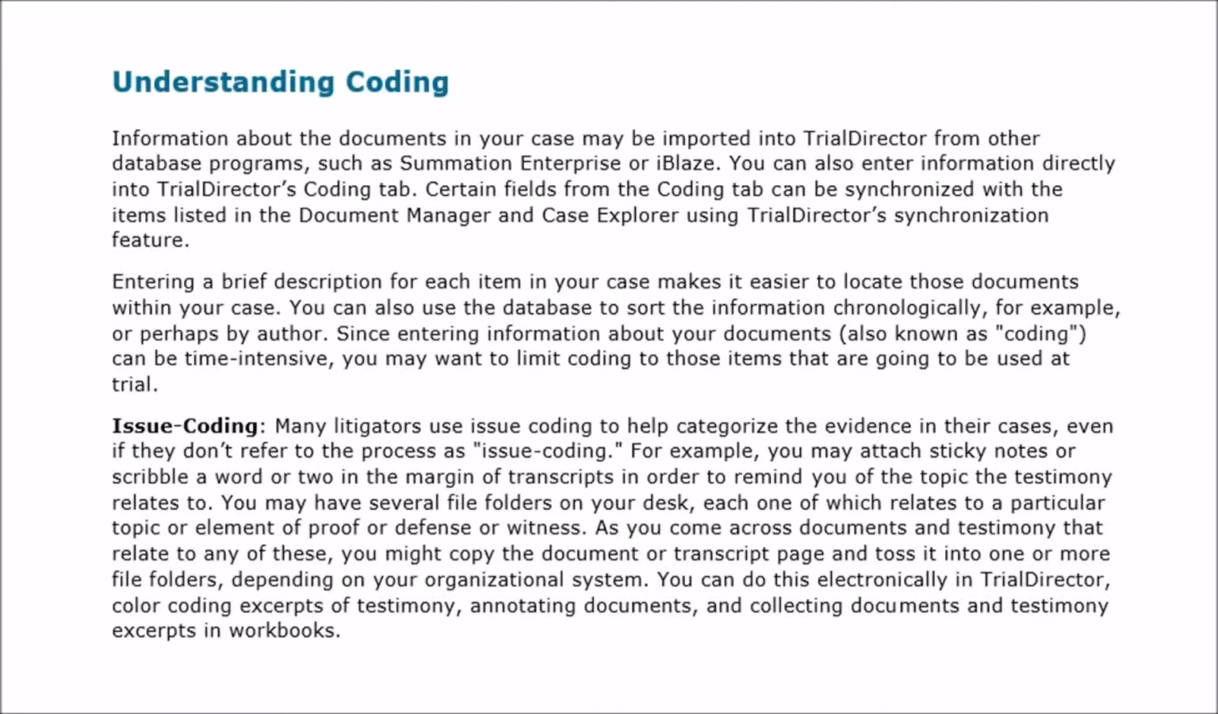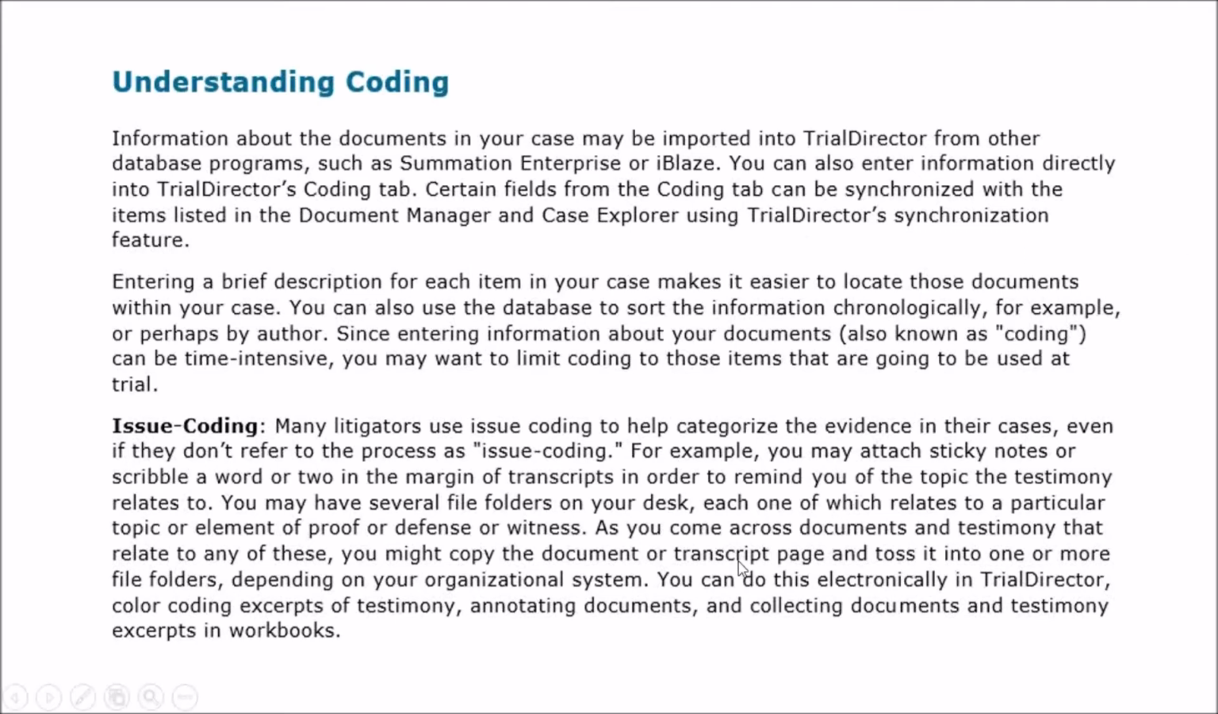You may have several file folders on your desk, each one of which relates to a particular topic or element of proof or defense or witness. And as you come across documents and testimony that relate to any of these, you might copy the document or transcript page and toss it into one or more file folders, depending on your organizational system. Well, you can do this electronically in Trial Director by color coding the excerpts of the testimony. And you can, of course, annotate the documents, and we'll get into that in a future session, and collect documents and testimony excerpts into workbooks down below.